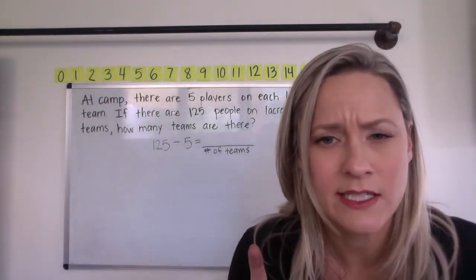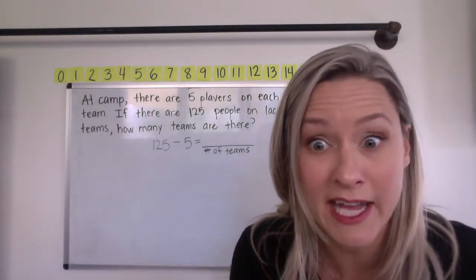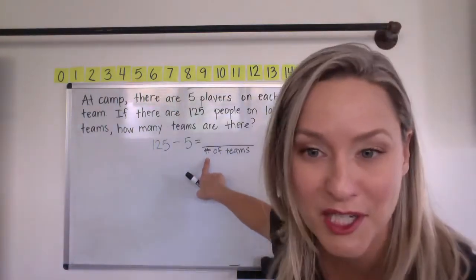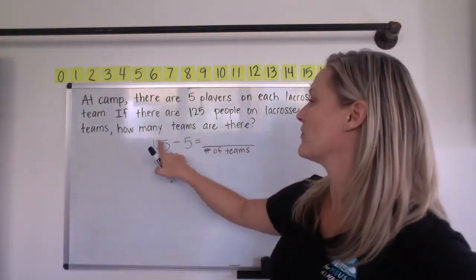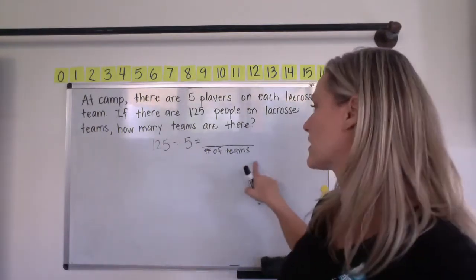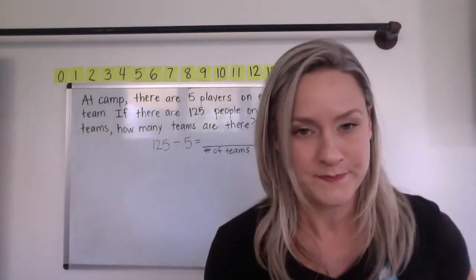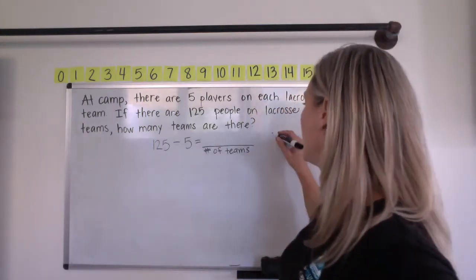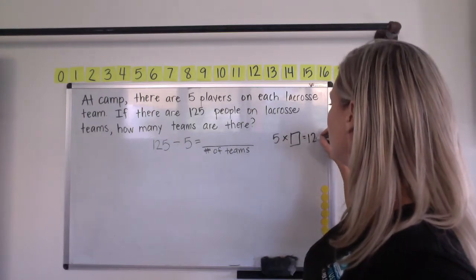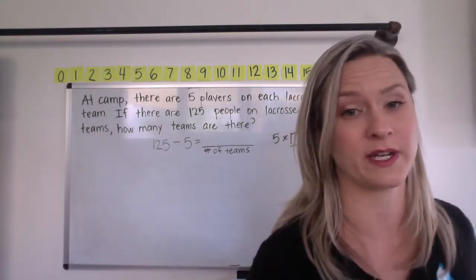Now, what did I say? I said number of teams, not hashtag of teams. This is a number in math, right? Okay, so we've got 125 people divided by 5 per team equals a number of teams. We could also think about it as 5 times what equals 125. That could also help us, right?